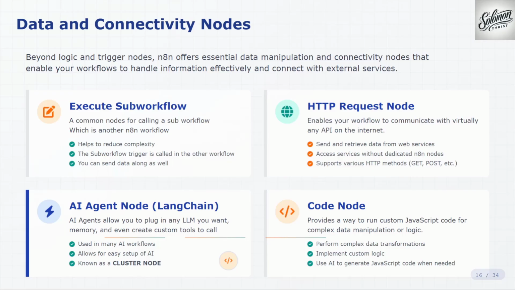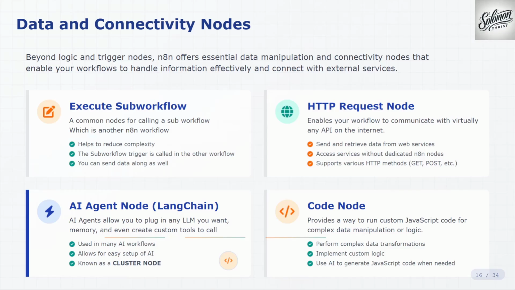Next is the big one. This is how we become AI and automation professionals. The AI agent node. It's a LangChain node for those of you who are more intermediate or understand some of the coding. An AI agent node will allow you to plug in any large language model, any LLM that you want. It'll allow you to choose memory and even create custom tool calls. It's used in many AI workflows, and it allows for easy setup of AI. This specific type of node inside of n8n is called a cluster node, and a cluster node is a type of node which has several different nodes within it.